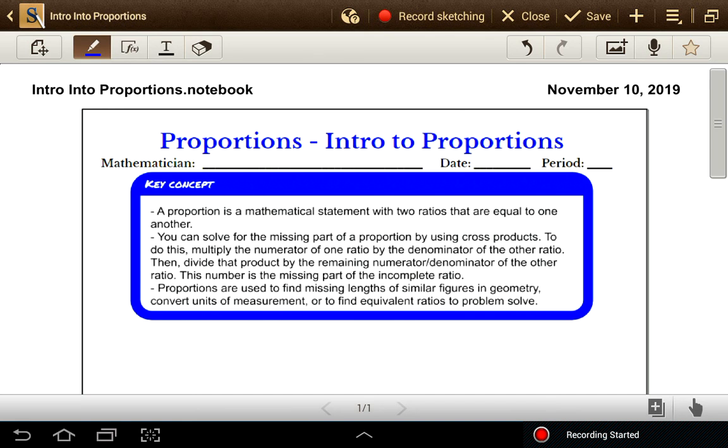Welcome, 6th graders. Here we're going to talk about proportions. We're going to do a little intro into proportions today. Here are the key concepts that we need to know for today.